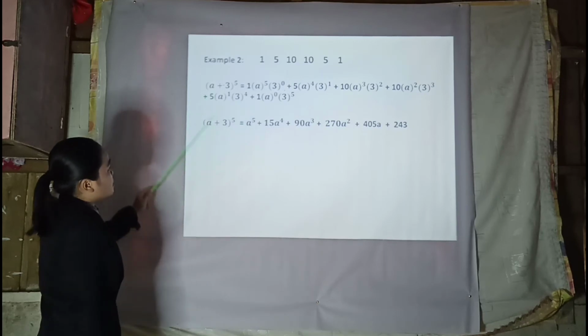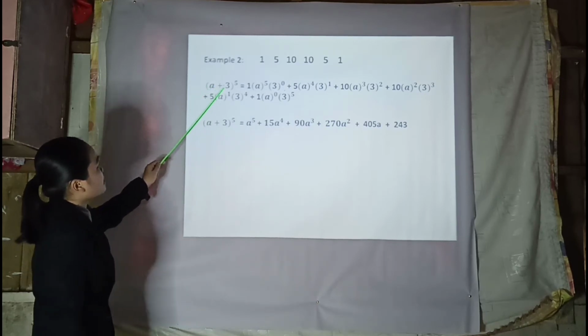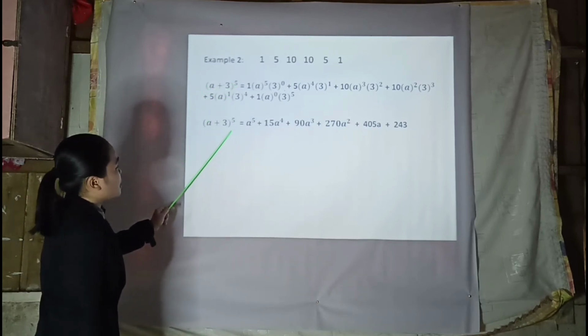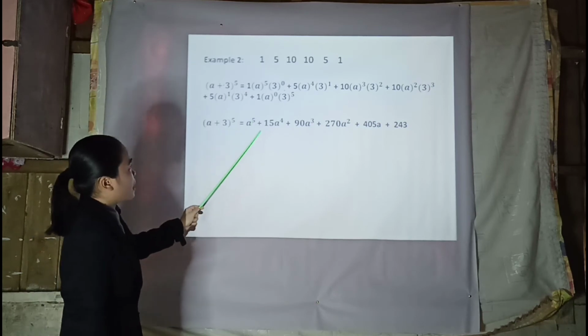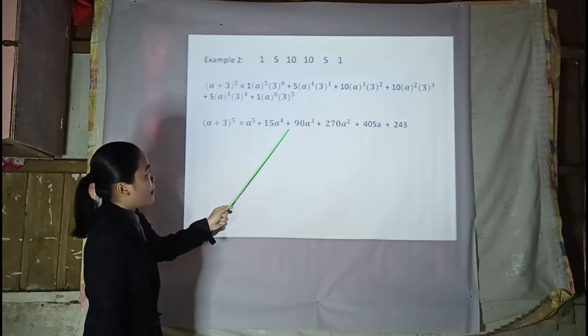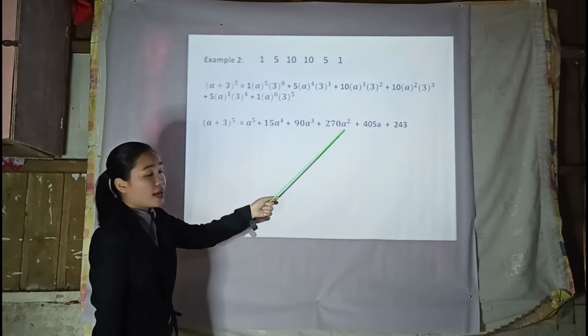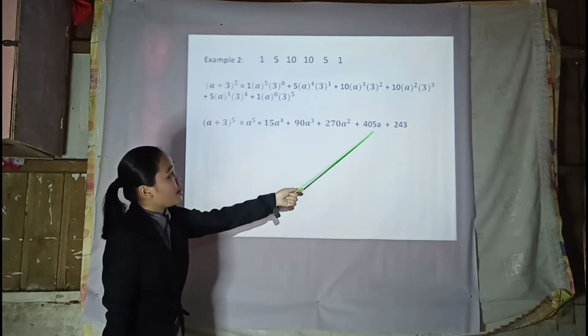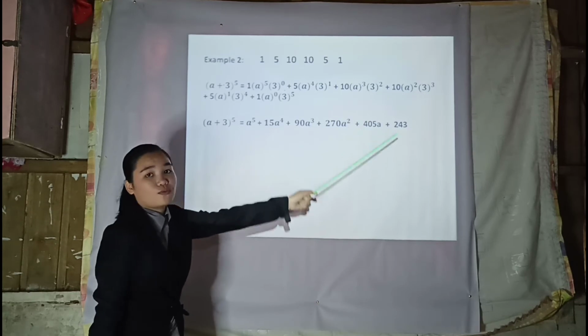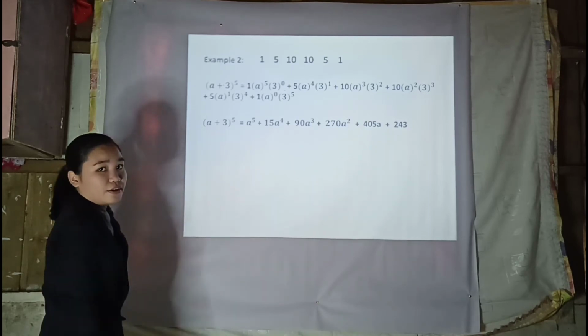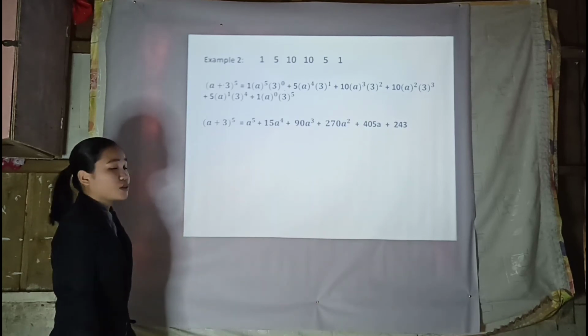So the final answer for this expression, a plus 3 raised to 5, is equal to a raised to 5 plus 15a raised to 4 plus 90a cubed plus 270a squared plus 405a plus 243. Okay? Do you understand?